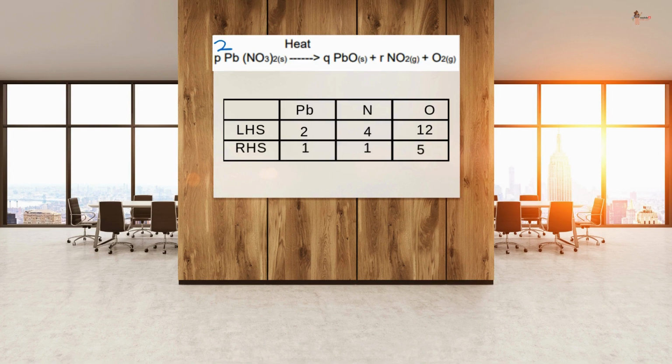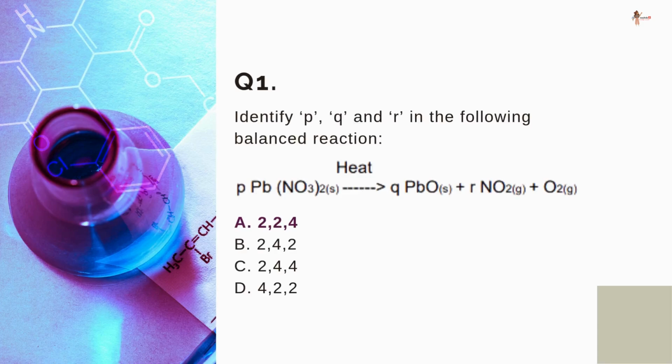Let's first balance nitrogen. So R would become 4. On the right hand side, we now have 1, 4 and 10 respectively. Now lead is still 1, so Q would be 2. Everything is balanced now. So option A is the correct option.